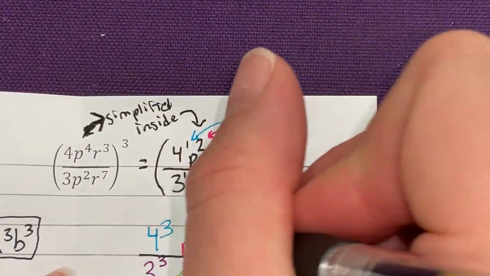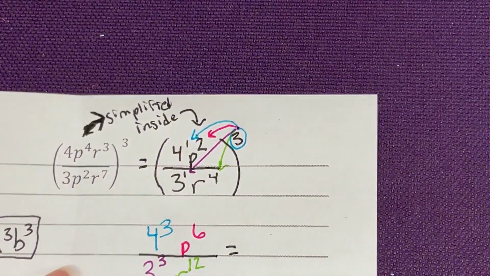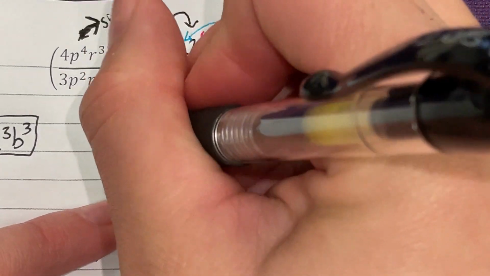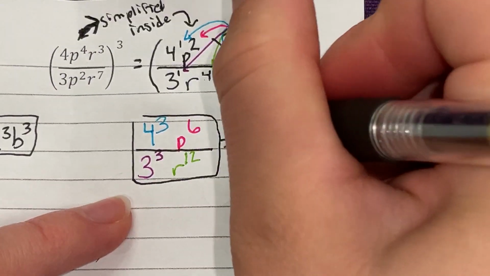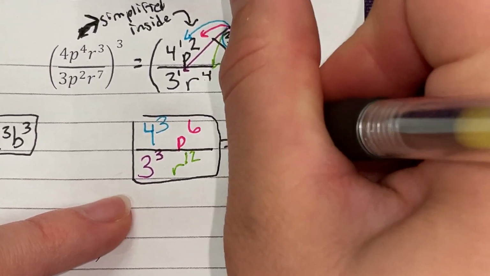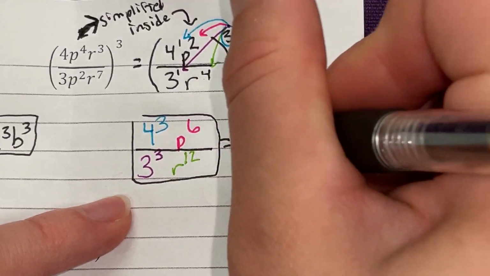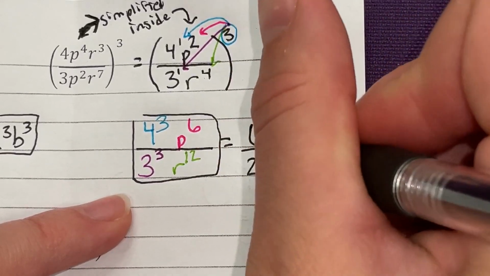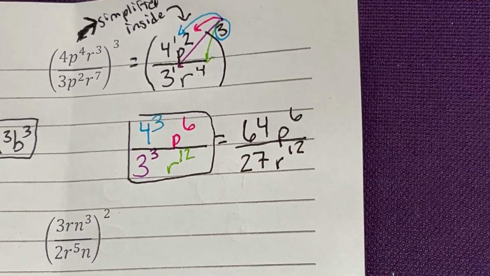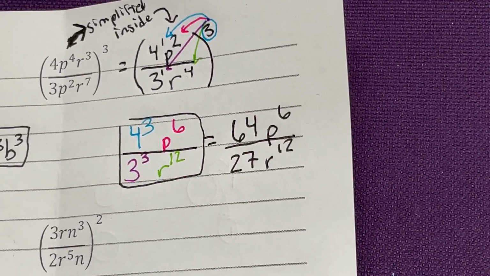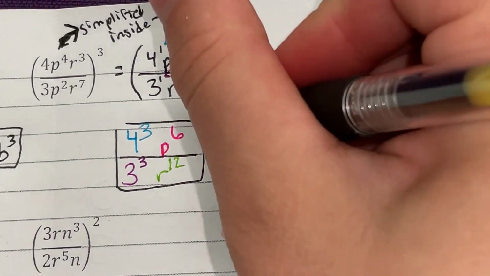Look how pretty and colorful this is. Looks so much better than Mr. Poskis. Oh, let's make it so you can see it. And then this is a good answer, right? But we should also know that we get 64 p to the 6th over 3 to the 3rd is 27, 27 r to the 12th. Let me check to make sure 4 to the 3rd is 64. I feel like it is, and I'm right, so we're good.